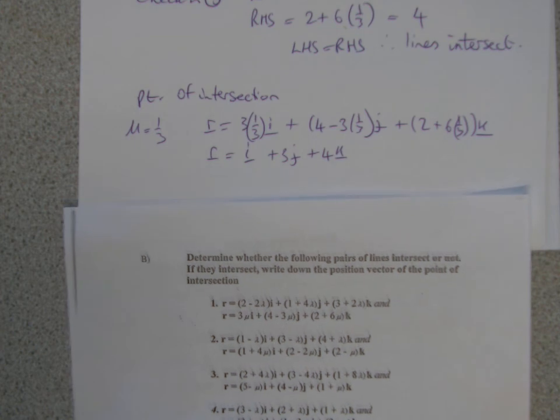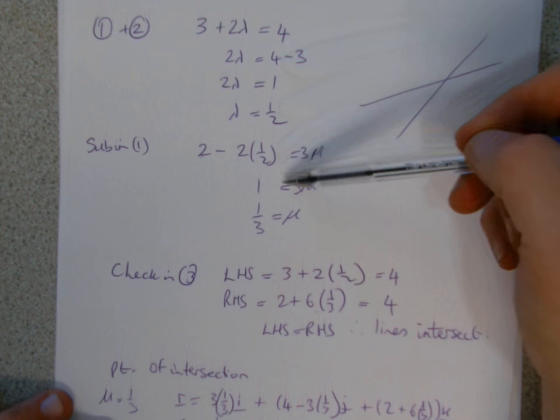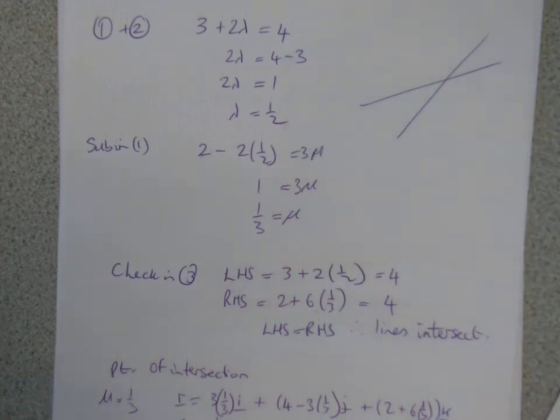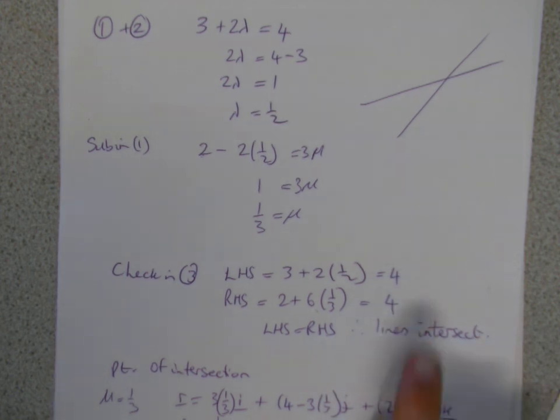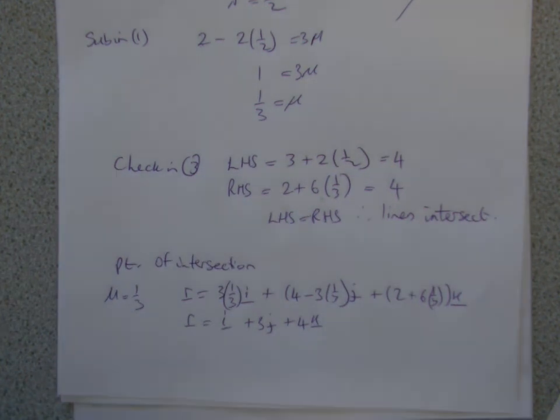So that's how you get the point of intersection of two lines. But remember, you compare the i's and j's to start with to get lambda and mu, but you need to check in 3. If they're not equal here, that means the k's aren't the same, so the lines won't intersect. If they are the same, the lines intersect, and you sub in to work out the position vector of the point of intersection.